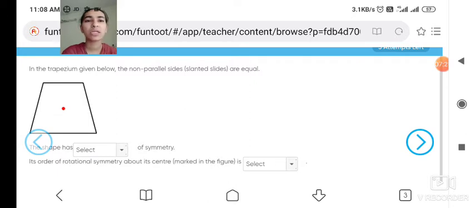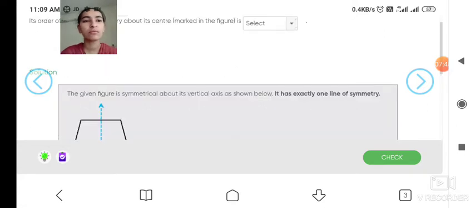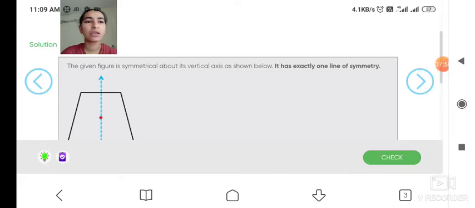The non-parallel sides are equal. You can see the non-parallel sides, left side and right side, and the upper and the bottom lines are parallel. Okay, the shape has dash symmetry. It has an order of symmetry or not, you have to check it. Okay, let's see the answer. See, the line is through the center, it has a line of symmetry.